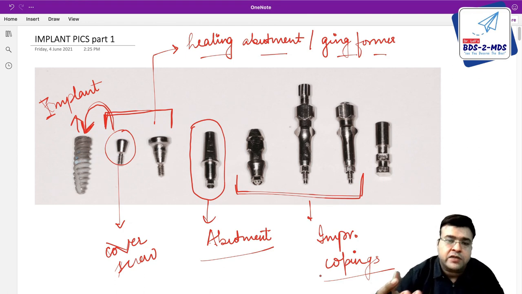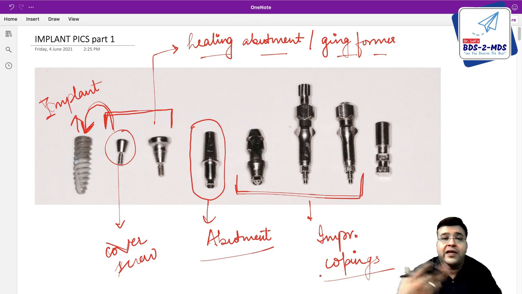They are going to be used to transfer the position of an implant from the patient's mouth onto the model, right? Because you're going to make the entire crowns on the models. So you require something which is going to take up the entire position of an implant into the model. And what takes that is an impression coping.